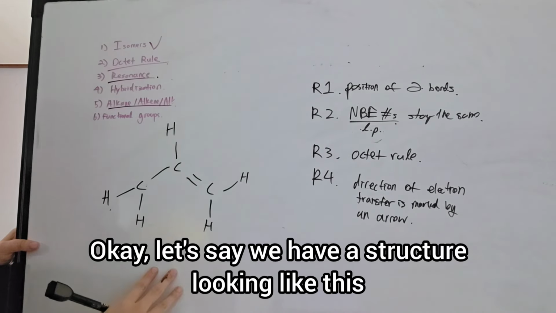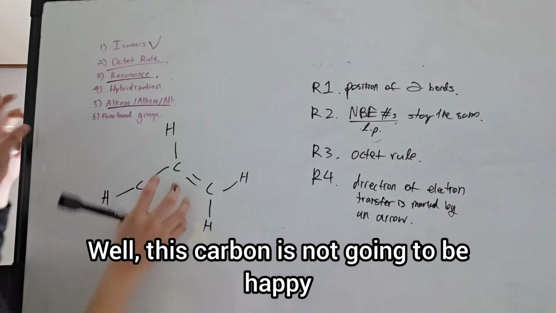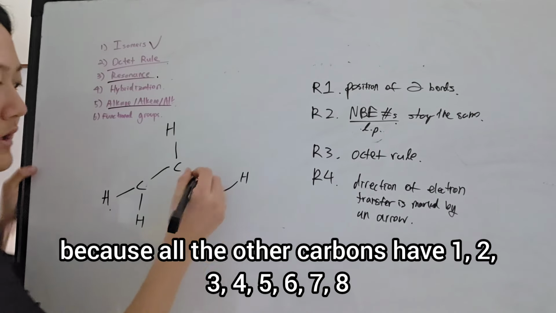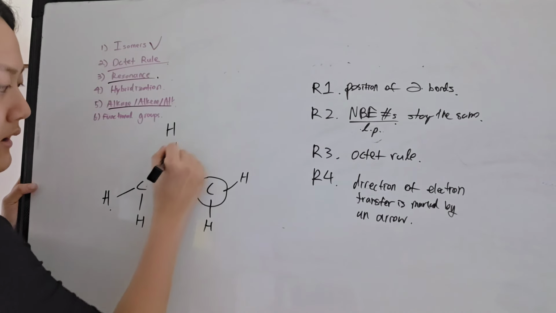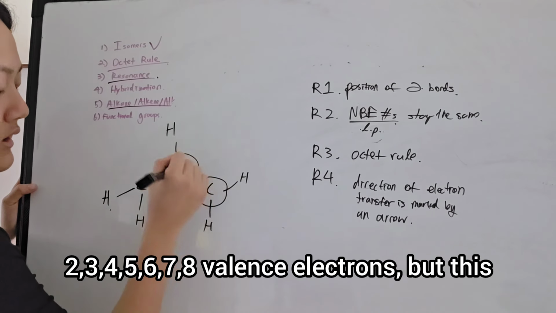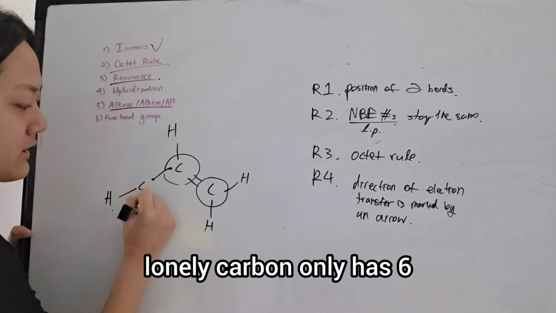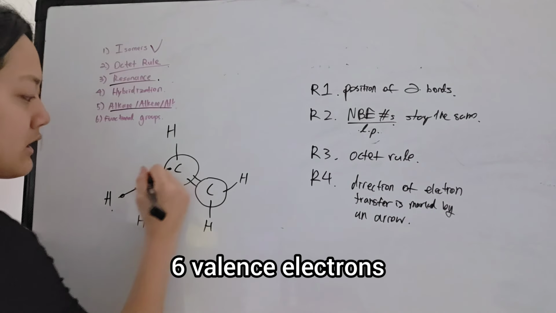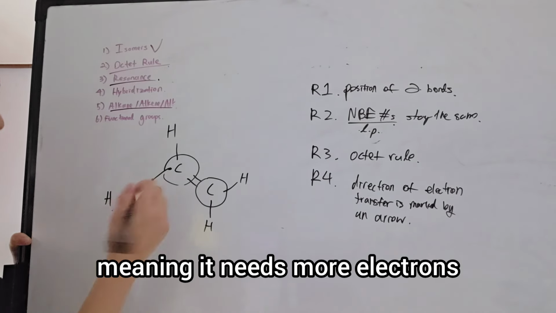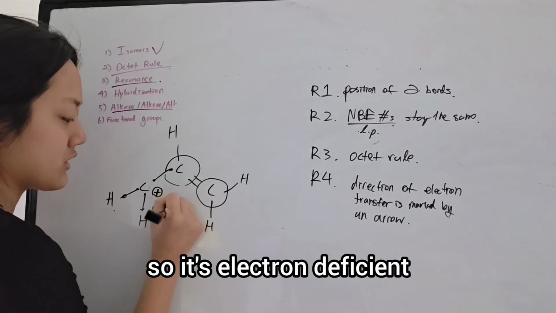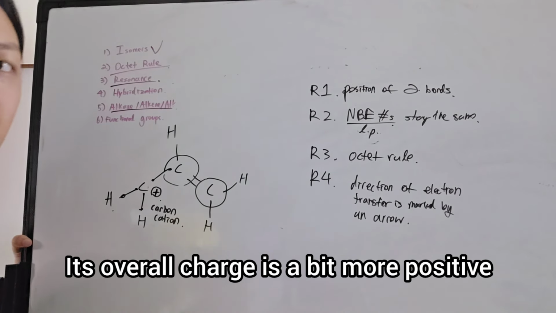Okay, let's say we have a structure looking like this. What do we immediately notice about this structure? Well, this carbon is not going to be happy because all the other carbons have 1, 2, 3, 4, 5, 6, 7, 8. This carbon too, 1, 2, 3, 4, 5, 6, 7, 8 valence electrons. But this lonely carbon only has 6 valence electrons. So this becomes a carbocation, meaning it needs more electrons, so it's electron deficient. So it becomes a cation. Its overall charge is a bit more positive.